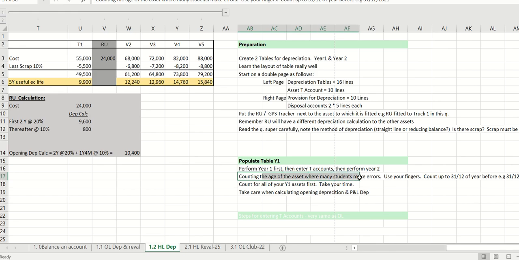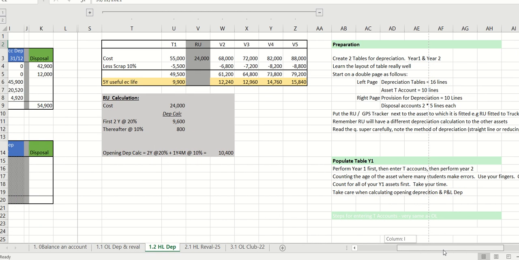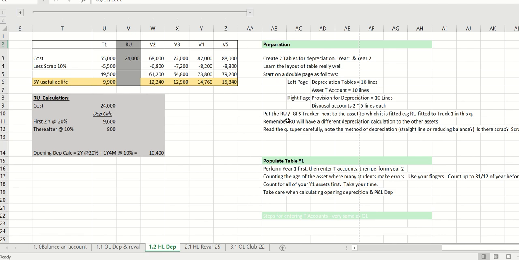Counting the age of the asset is where we make lots of errors. Please use your fingers, and please put that closing date up the top here above your age. You're counting from the day it was bought up to the 31st of the 12th, 2021, for this question, because they're asking us for 2022 and 2023. So put that up there to help you count using your fingers. Count all of your year assets. So do all of that asset counting at the same time and take your time.